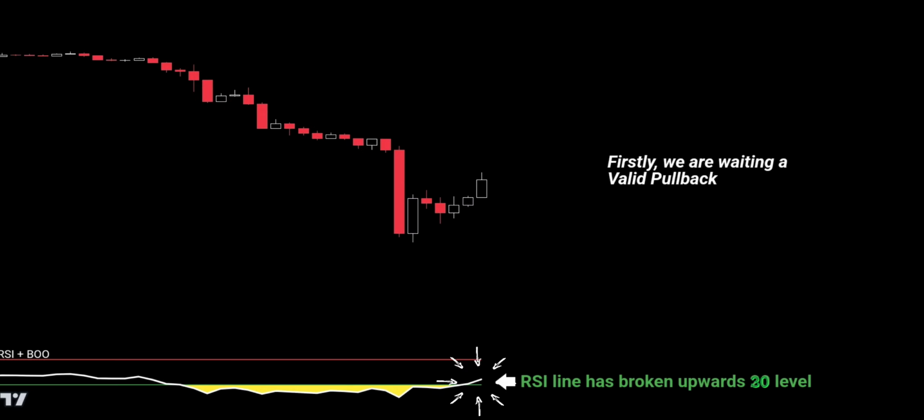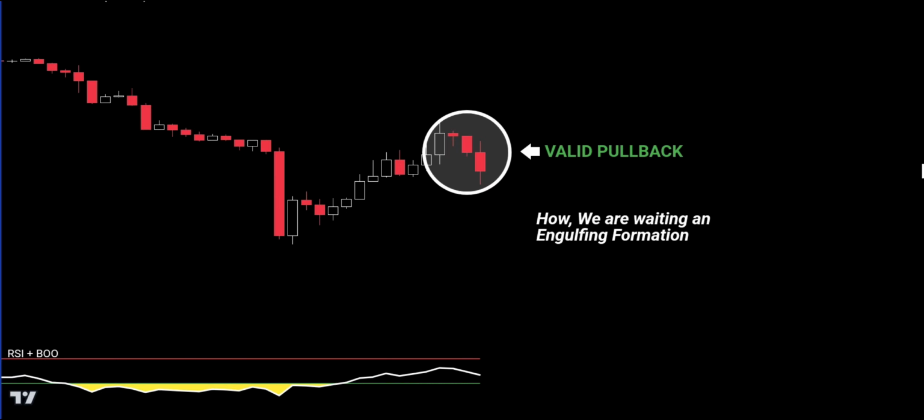Now we understand that by breaking above the 30 level of the RSI line, the financial asset has seen some demand in the market, and thus buyers are starting to enter the market. We do not rush and wait for a valid pullback move as we always prefer maximum safe trades. Our expectation was realized with a very clear pullback movement.